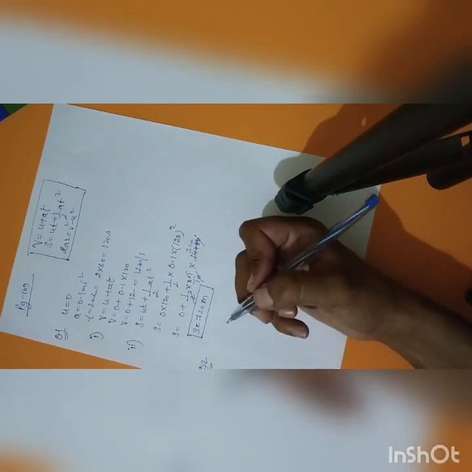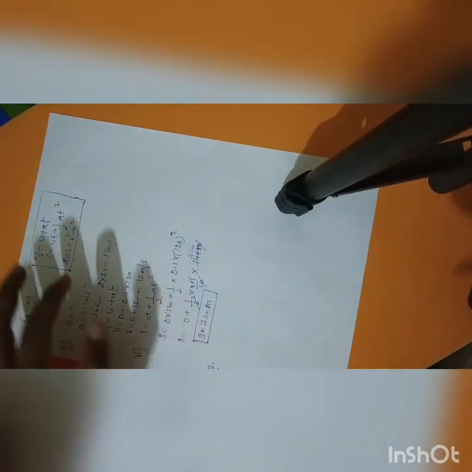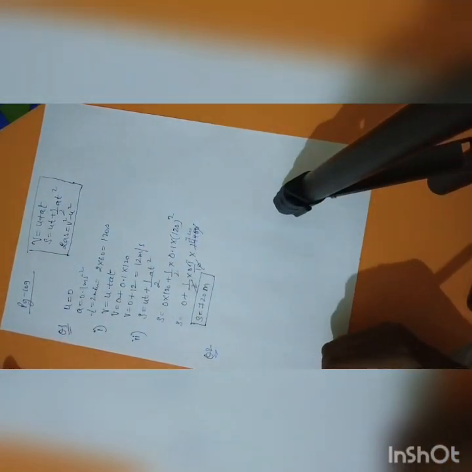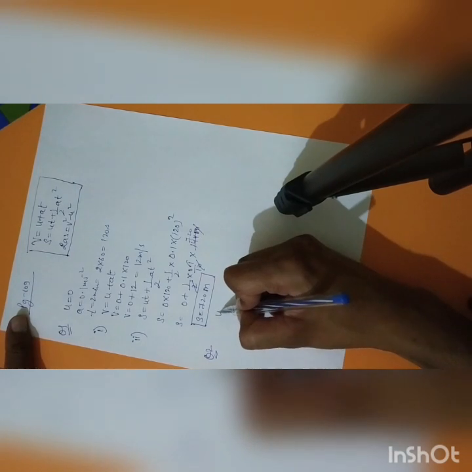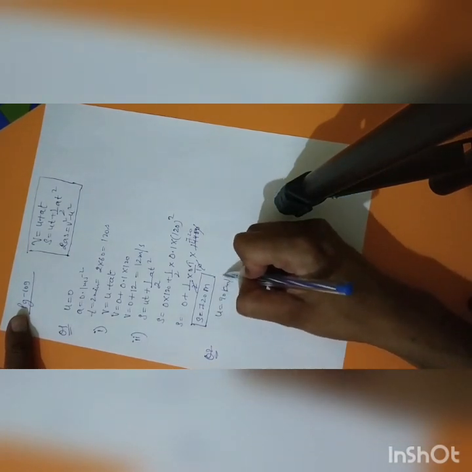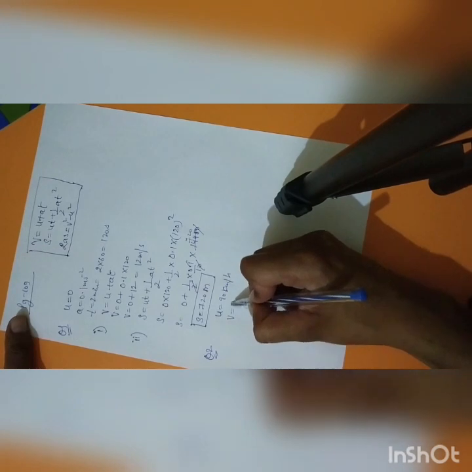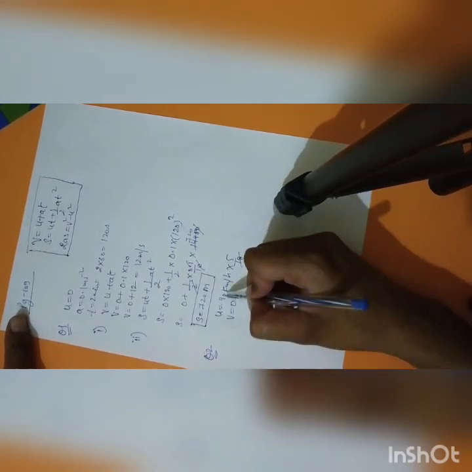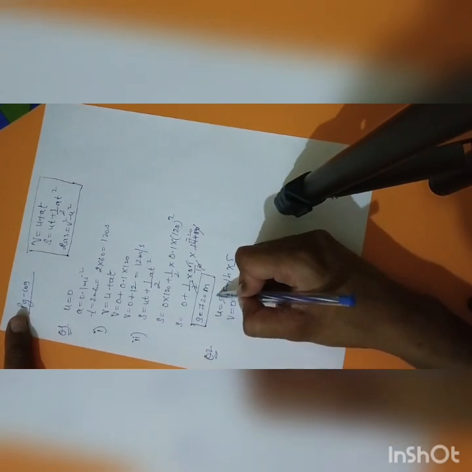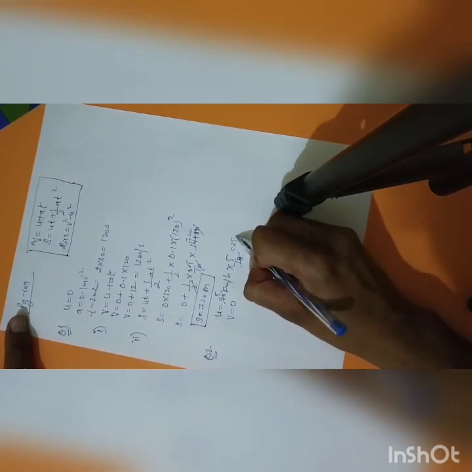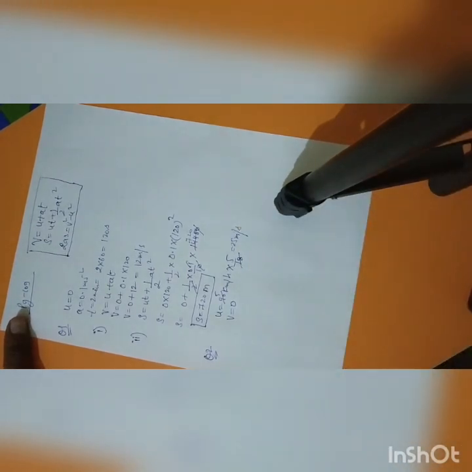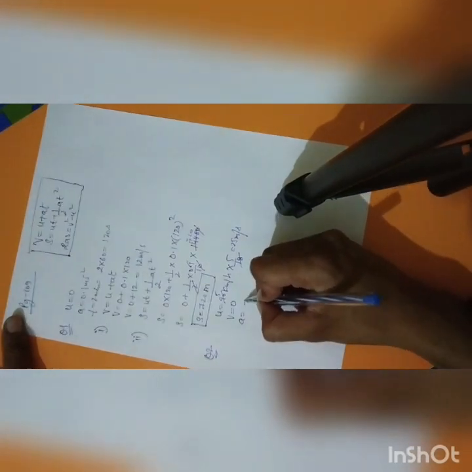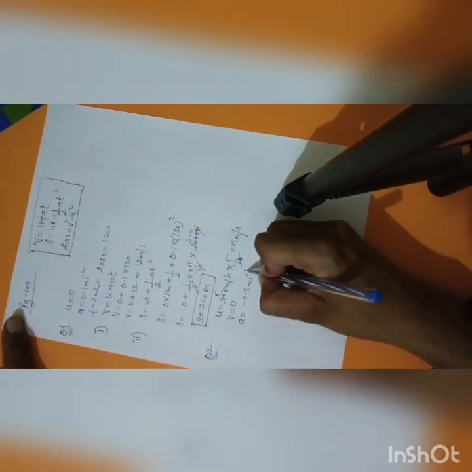So the velocity given here is the initial velocity, since brakes are being applied, the final velocity would be 0. So the initial velocity is 90 km per hour. We will convert this into meter per second. This would be 25 meter per second. Final velocity is 0. Acceleration is minus 0.5 meter per second square.